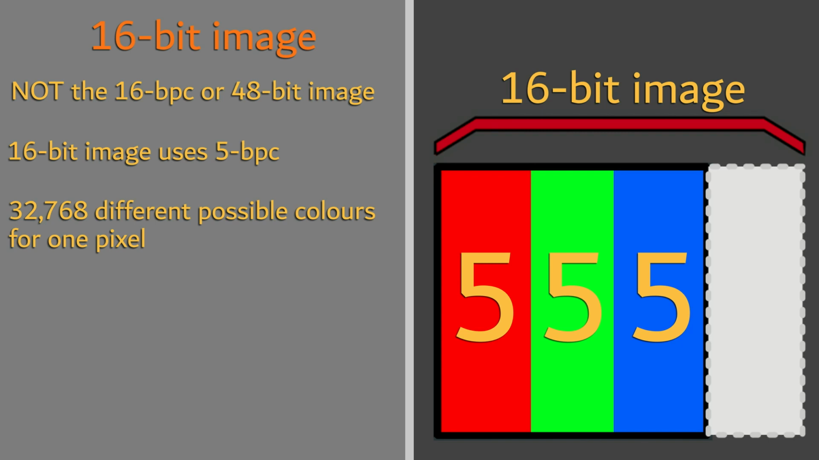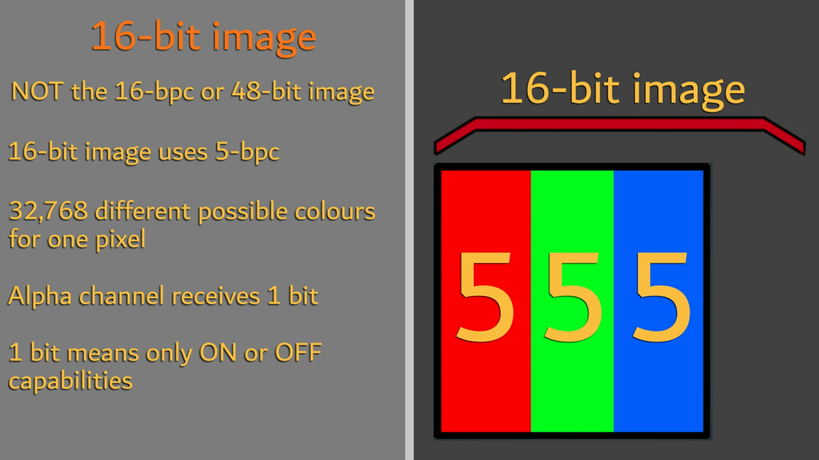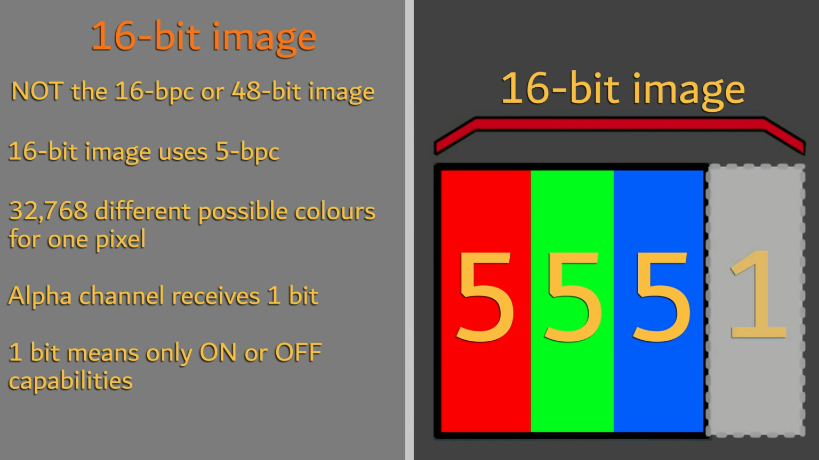Well, that's because the lonely single bit is designated to the alpha channel instead. However, because there is only 1 bit present within the alpha channel, it only has the ability to have an on or off state, 0 or 1.